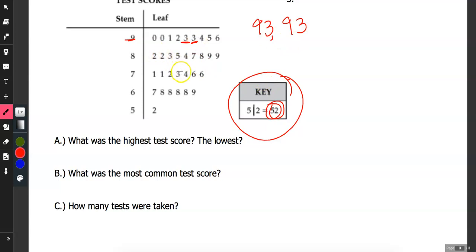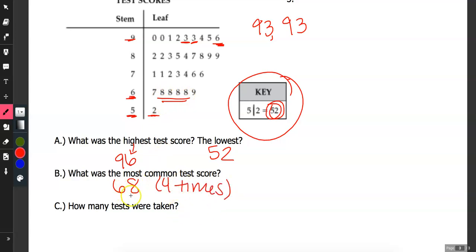I could list them all out. So the highest score, the 9s are going to be the highest, and the highest one in the 9s would be 96. The lowest score would be somewhere down here. Lowest stem, lowest leaf, 52. The most common score, you're looking for the most frequent digit. So I see this big group of 8s right here. Here's my tens place, 68. Happened 4 times.